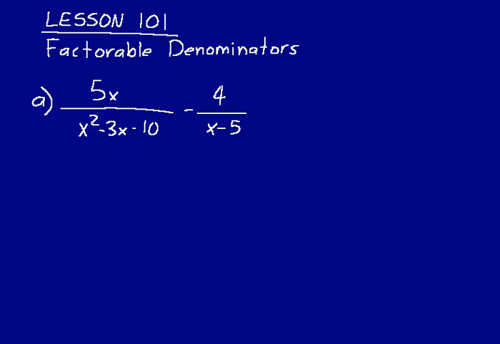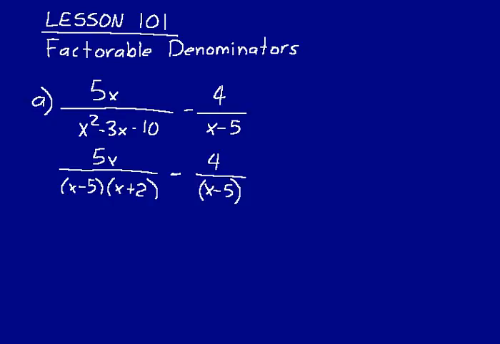But if you look at it right there, it looks really complicated. It looks like you would have to multiply the fraction on the right by x squared minus 3x minus 10 and the fraction on the left by x minus 5 and get a really complicated problem to work with. Well, first, factor that denominator on the left, and you'll end up with 5x over, set up your binomials, and you would have an x minus 5 and an x plus 2, minus 4 over the binomial x minus 5. Let's just put that in parentheses to think of that as one quantity.